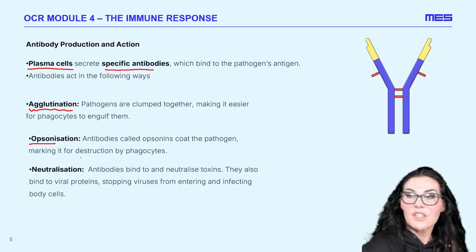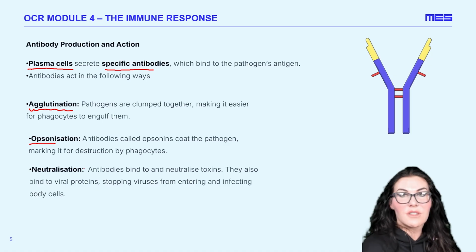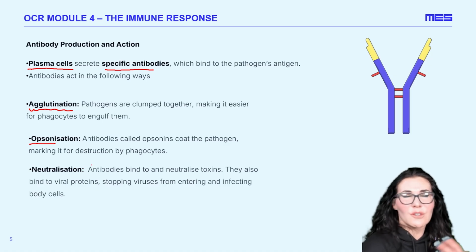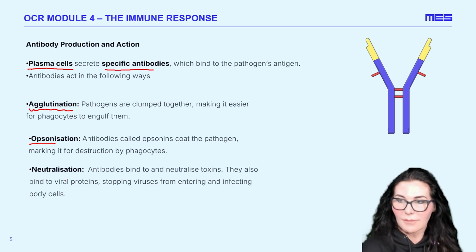And neutralization, antibodies can also bind to toxins that come from the pathogens, like viral proteins that end up in your blood and make you feel really ill. And they can also stop viruses from entering and infecting body cells. So they neutralize the process.